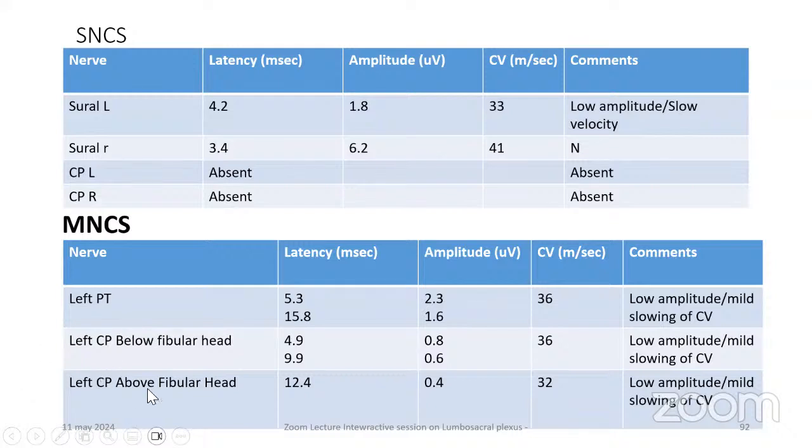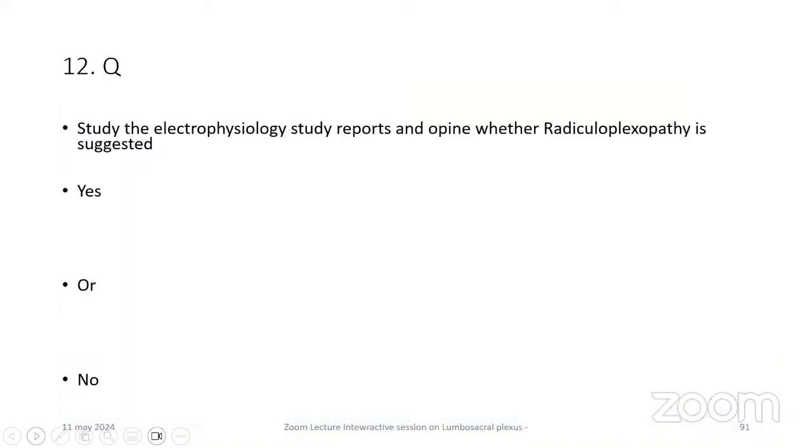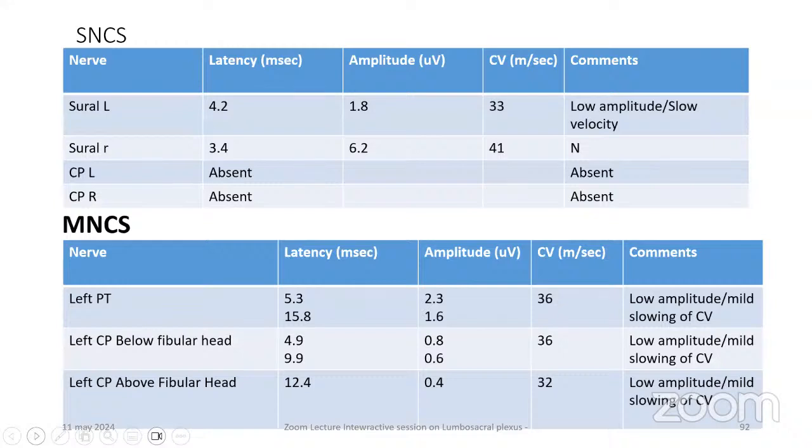So you look at the sural nerve, common peroneal nerve. That is the sensory nerve conductions. The motor nerve conductions. The question is whether radiculoplexopathy is suggested or not in this case.